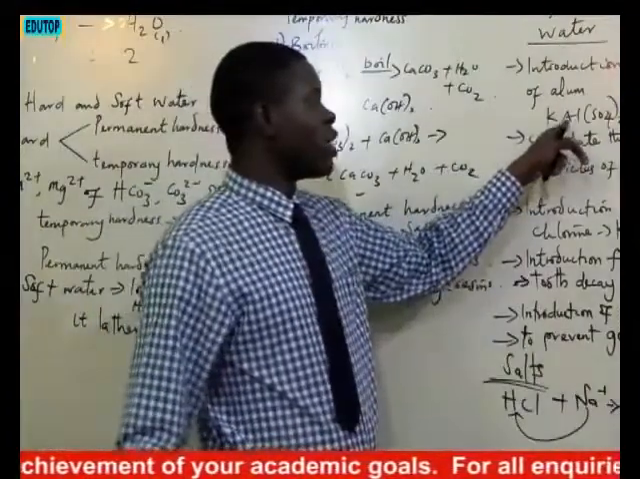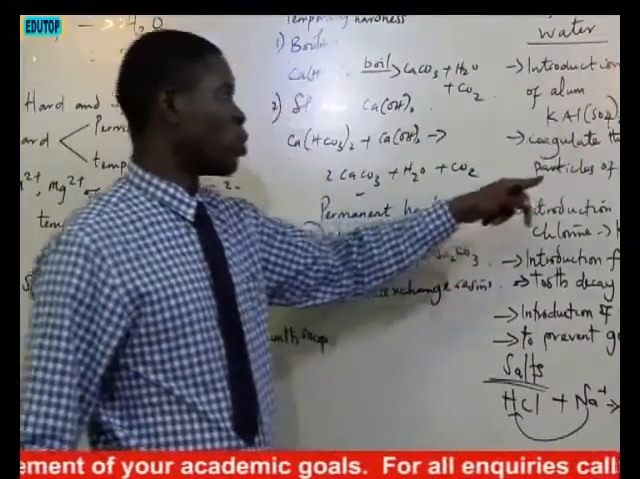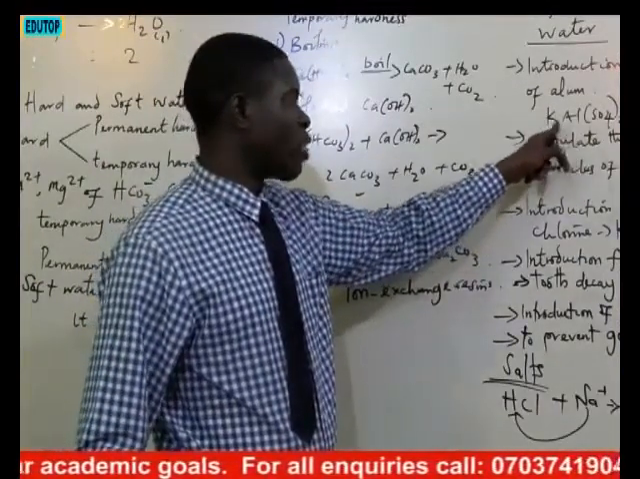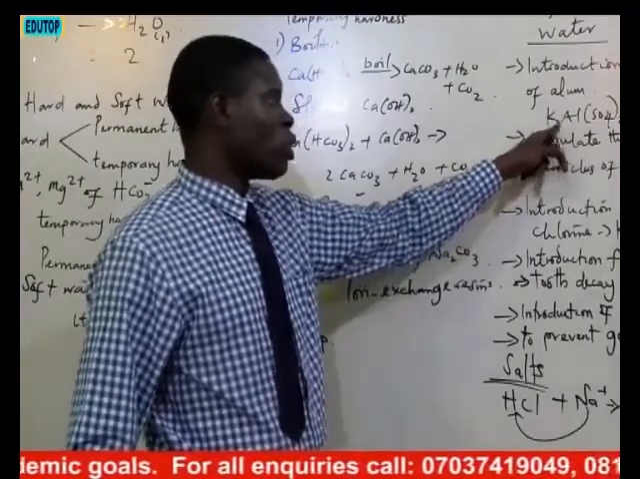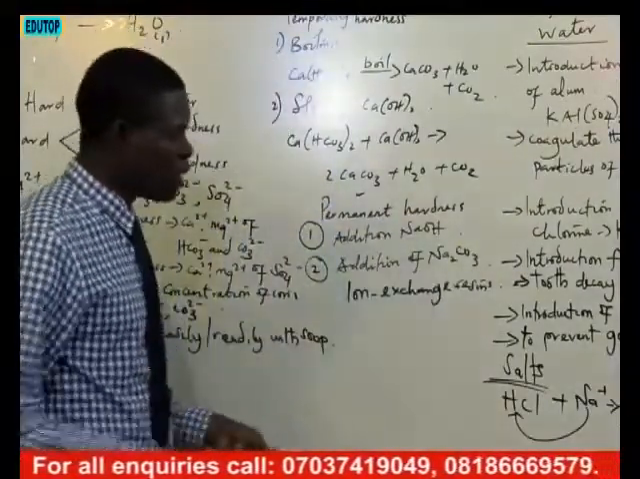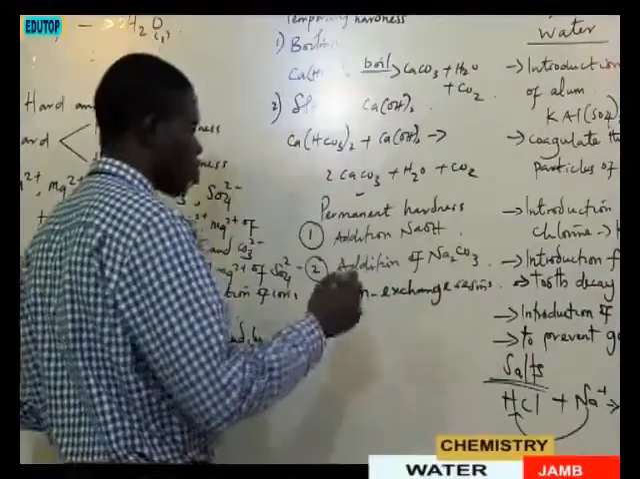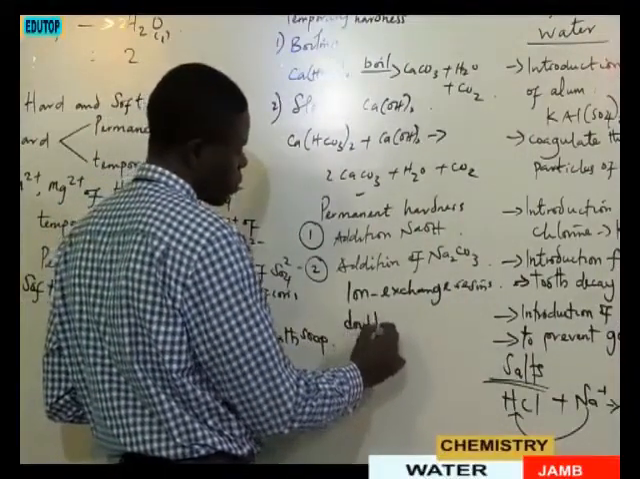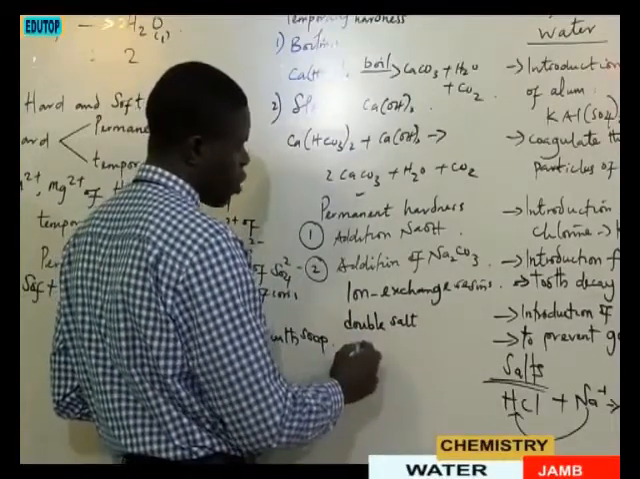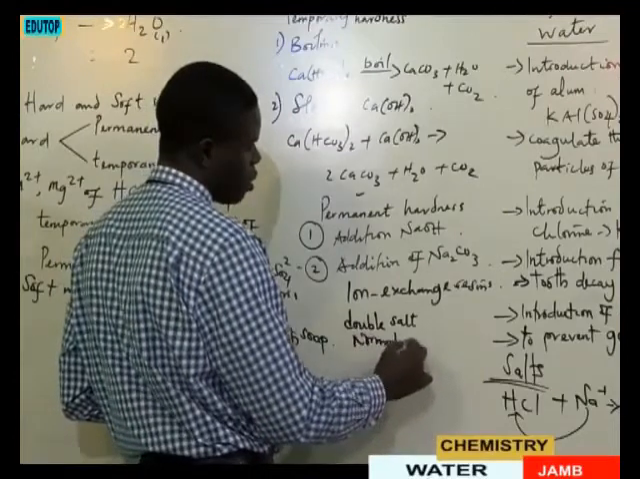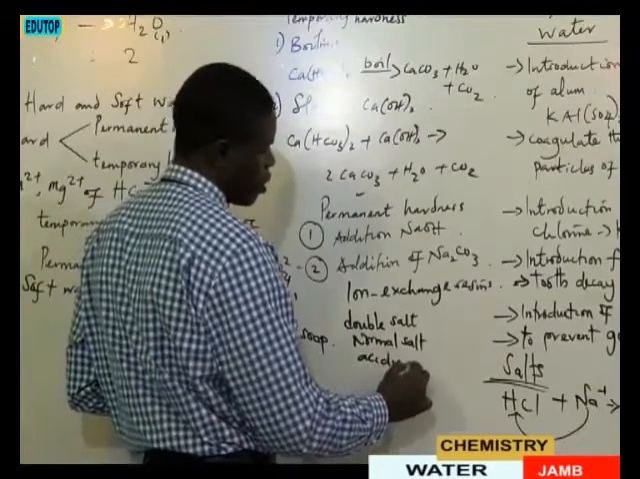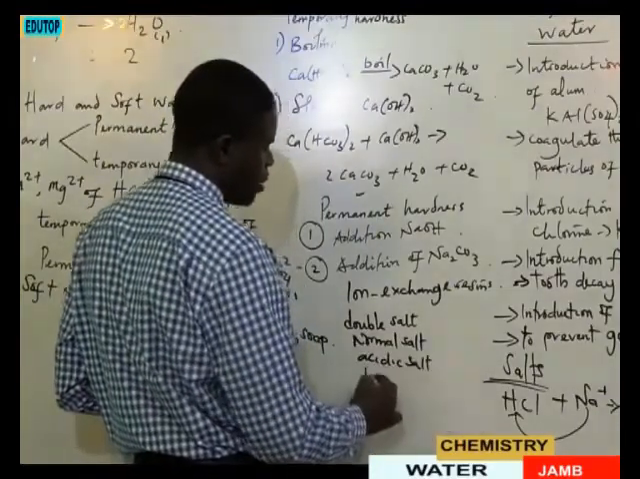The one that we use here is an example of a double salt, because you have two metals. This one is a metal, this is another metal. So this one is a normal salt, and this one is a double salt. We have a double salt, we have a normal salt, then we have acidic salt, we have basic salt.